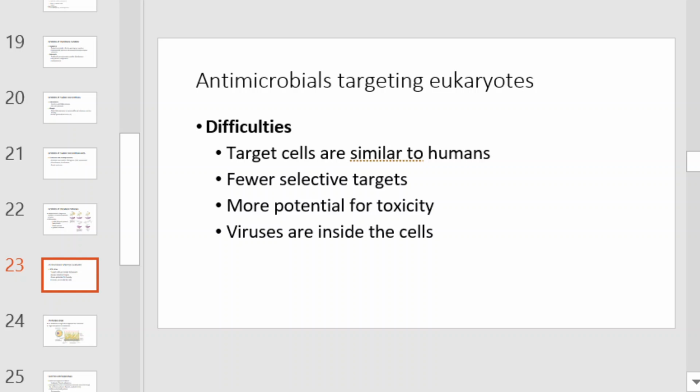Antimicrobials that target eukaryotes. Antimicrobials that target eukaryotes can create a variety of difficulties in their use. As antimicrobials target eukaryotic characteristics, it is difficult to distinguish pathogen from host, especially in a human. Target cells are similar in this case. There are fewer selective targets, more potential for toxicity, and viruses can be found inside the cells, which makes them difficult to locate and to eradicate.